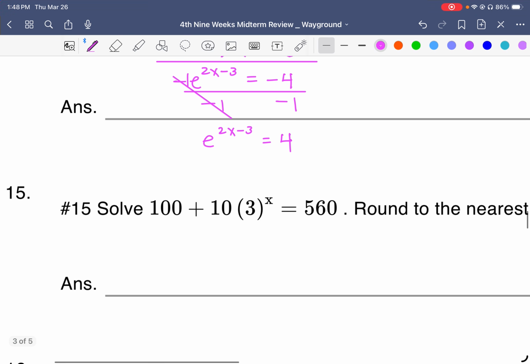Now, I cannot get a common base between e and 4, so what I could do is rewrite this as a logarithm. I'm going to underline my base, draw an arrow out, and then come back in. But any exponential with base e is a logarithm with base e, which is rewritten as the natural log. So we have the natural log of 4 is equal to 2x minus 3.